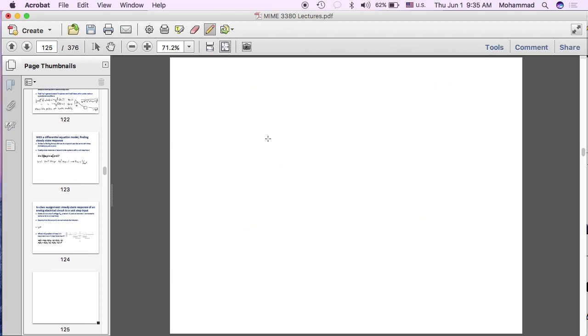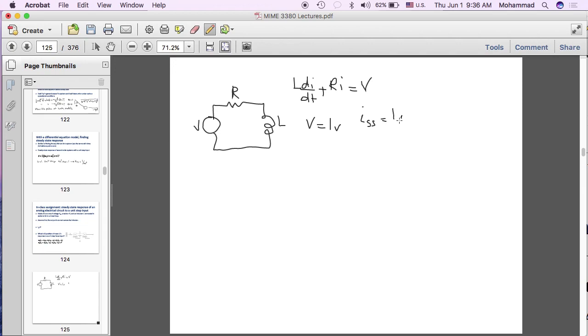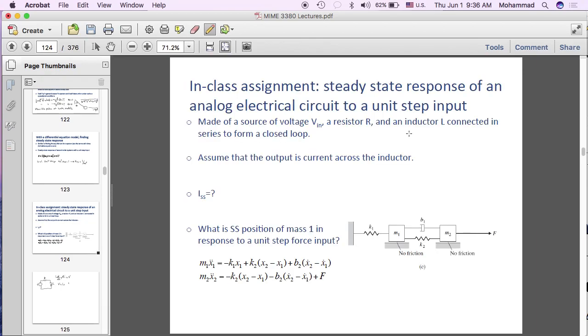So the system that we are trying to model is made of a source of voltage, a resistor, and an inductor in series. So R and L. If you write Kirchhoff's law, you would have L di over dt plus Ri equal to V. So the question is, if V is a unit step, so if V is 1 volt, what would be I steady state? I steady state is 1 over R, just by dropping the term with the derivative.